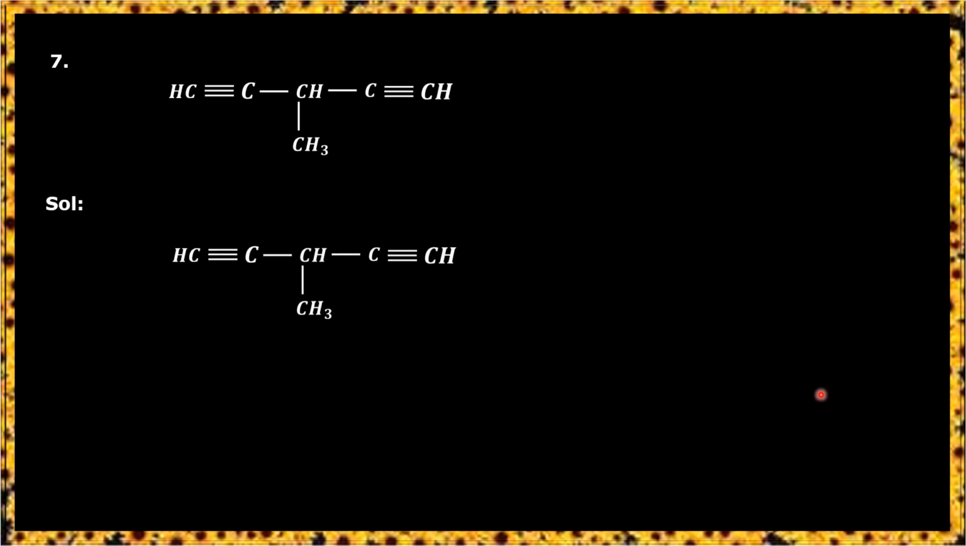Next, problem number 7. Here is the solution. In this organic compound there are 2 triple bonds. So numbering can be done in either way. Here I am numbering the carbon atoms in this chain from left to right: 1, 2, 3, 4, 5.